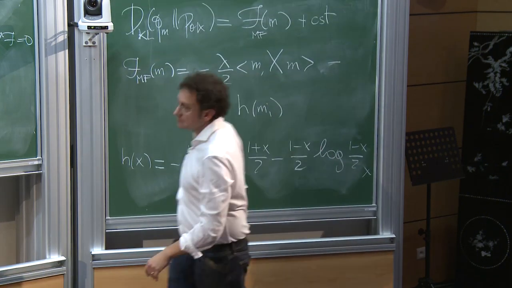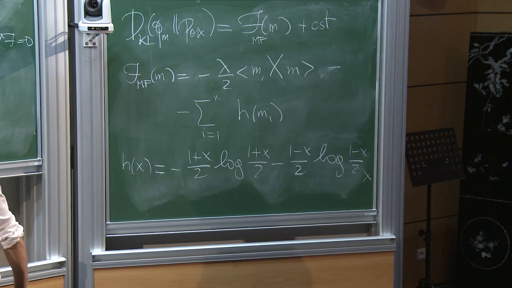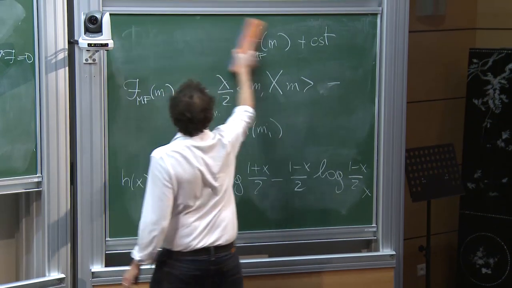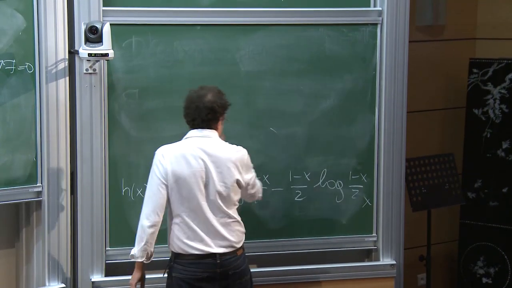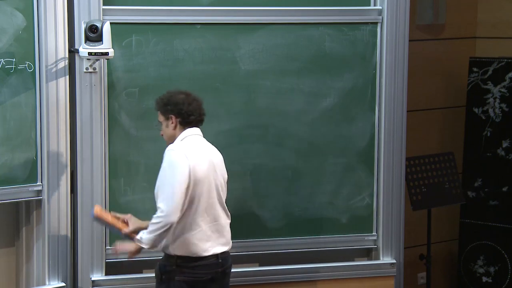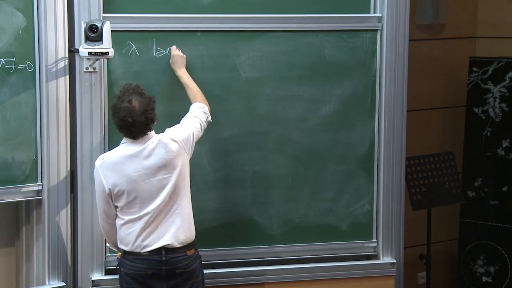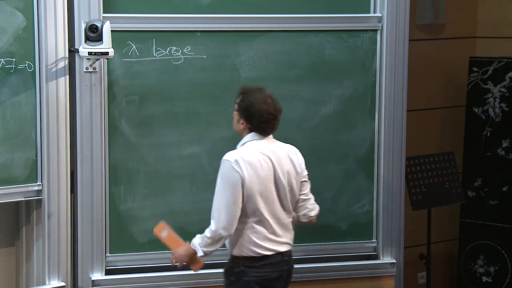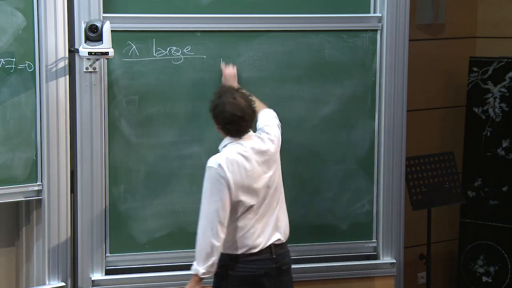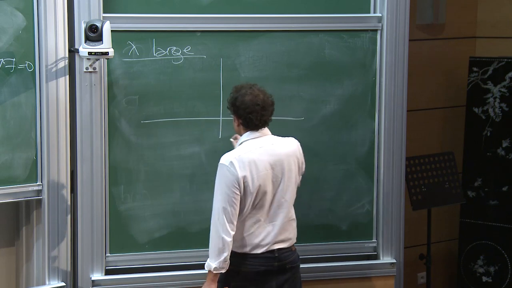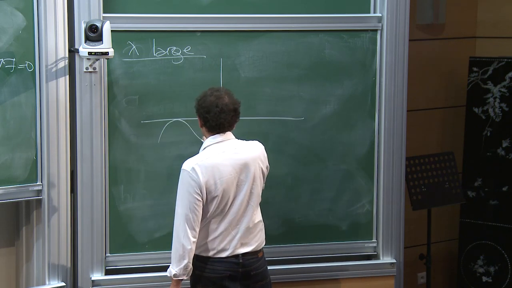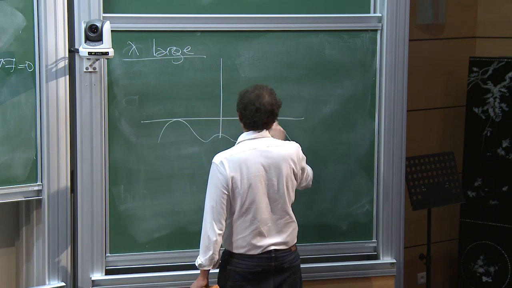And finally, there is a regime of lambda large. So this is lambda, this famous lambda zero, in which the curve looks like this. You touch the axis here, perhaps there is a bump here, and you touch it.